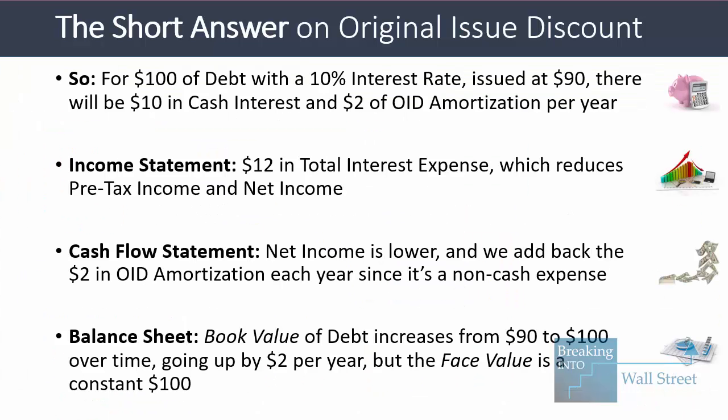And I have a quick summary of everything we just went through here. In this scenario, we get 12 in total interest expense, net income is lower, we add back the OID amortization, and the book value keeps increasing over time until it goes up to 100 at the end upon maturity.